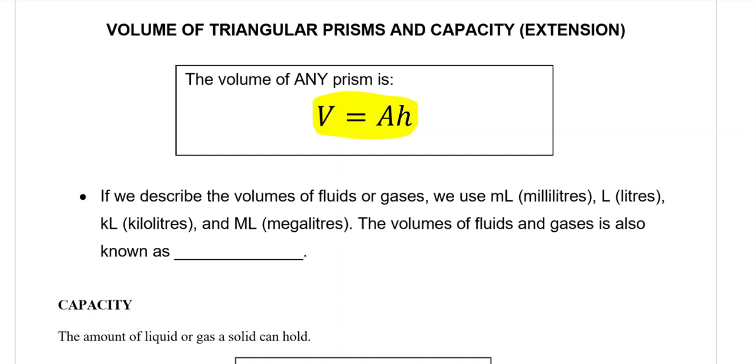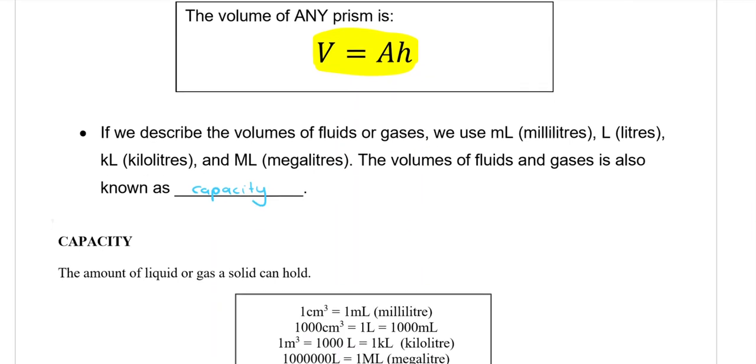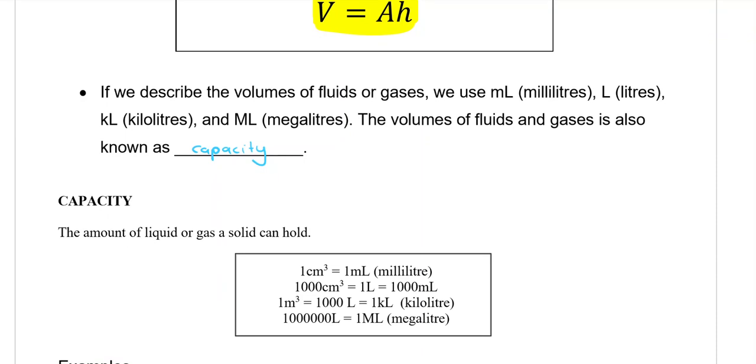If we describe the volumes of fluids or gases, we use milliliters, liters, kiloliters, or even megaliters. The volumes of fluids and gases is also known as capacity. So we're going to be converting our volume units into capacity units for some questions.